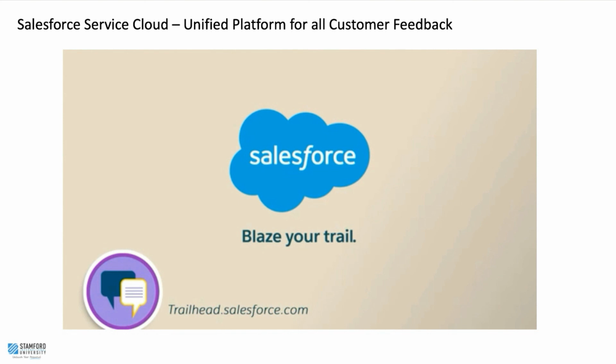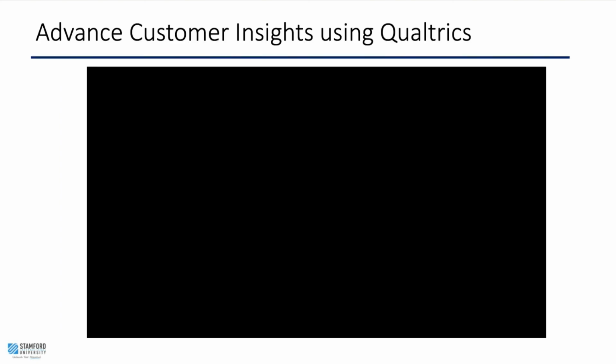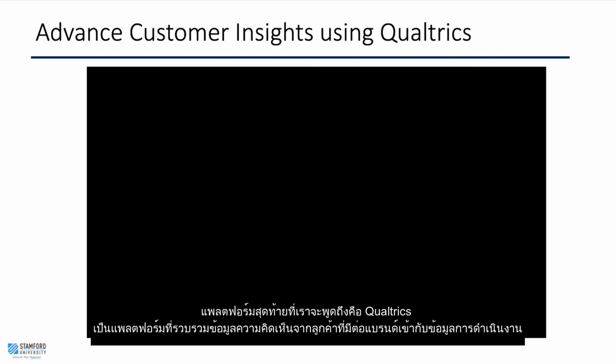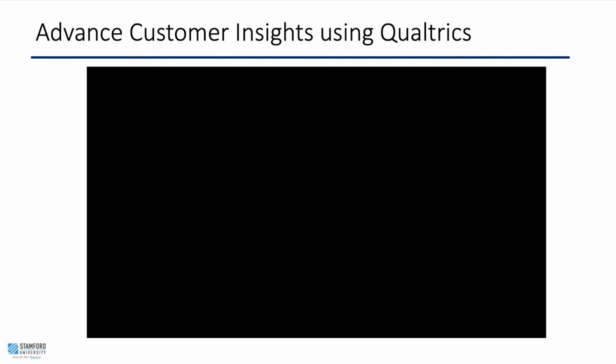All right, Salesforce Service Cloud. And last, I want to introduce a platform called Qualtrics. Now, Qualtrics is a platform that merges a brand's customer feedback data along with their operational data. And it helps identify trends that could hurt or help the company.